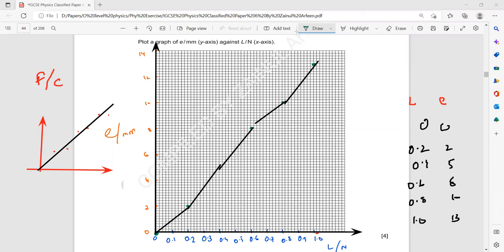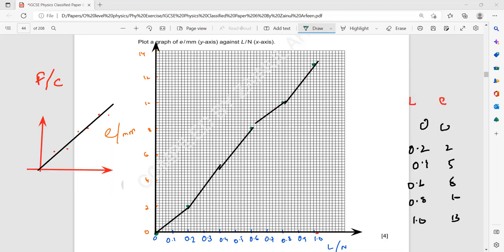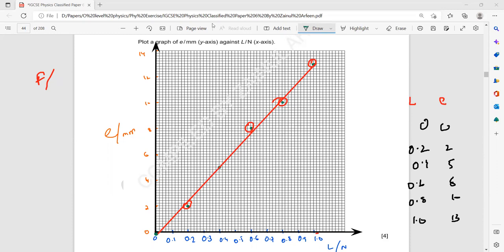Freehand graphs we only do like this, and normally a freehand graph is a curve. But as we already know, force and extension are directly proportional, so it should be a straight line. So how we plot a graph for force and extension: it should be a straight line starting from origin.